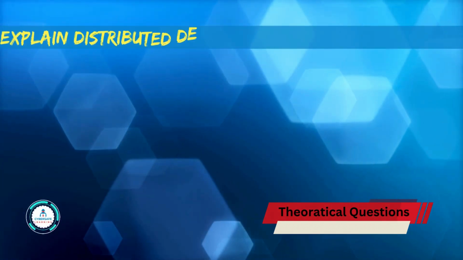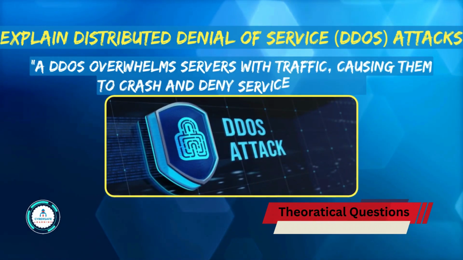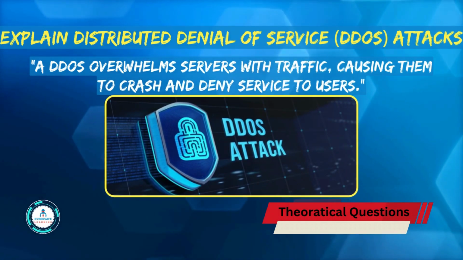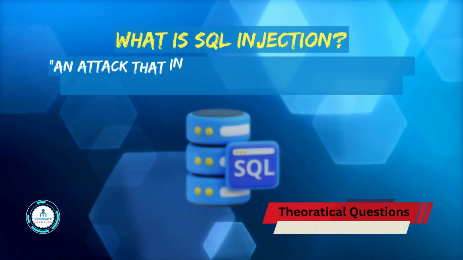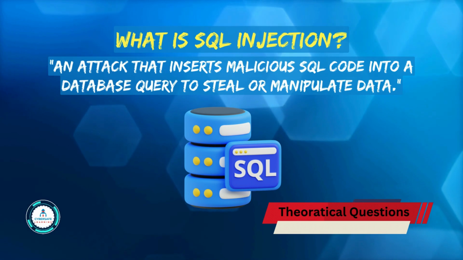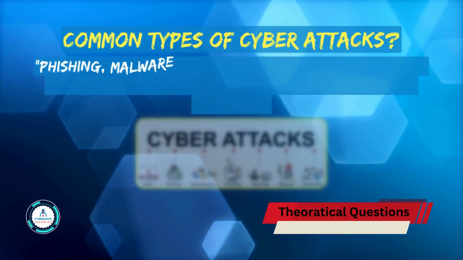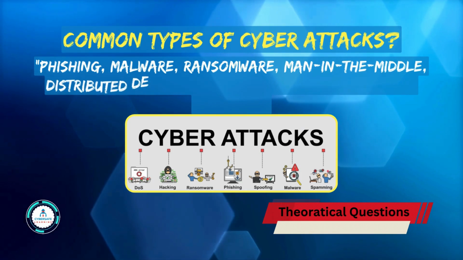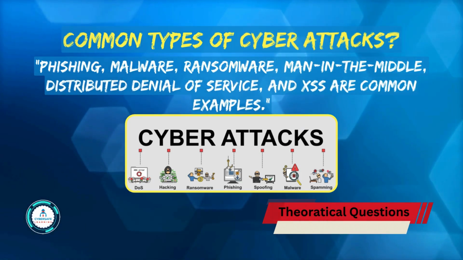Explain distributed denial of service attacks. A DDoS overwhelms servers with traffic, causing them to crash and deny service to users. What is SQL injection? An attack that inserts malicious SQL code into a database query to steal or manipulate data. Common types of cyberattacks: phishing, malware, ransomware, man-in-the-middle, distributed denial of service, and XSS are common examples.